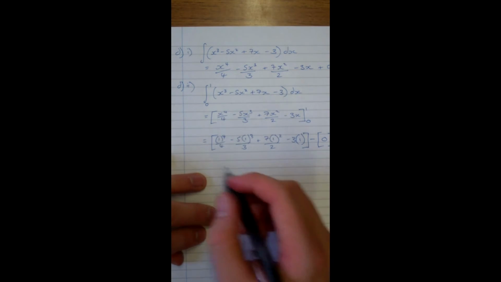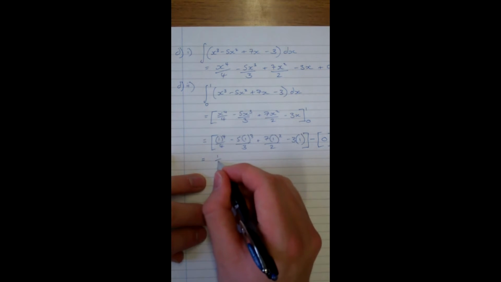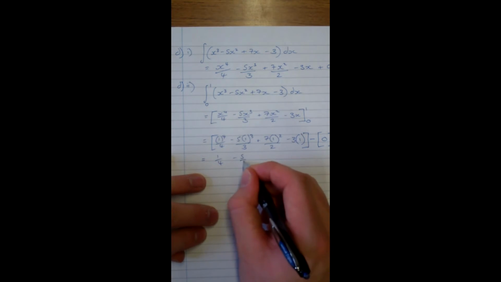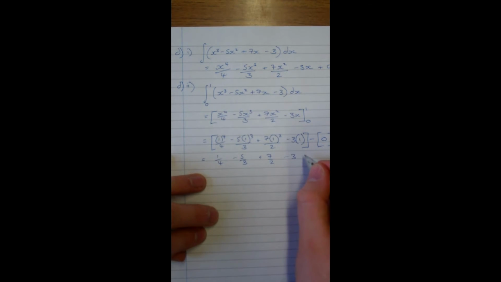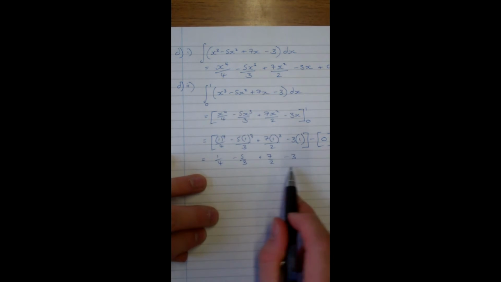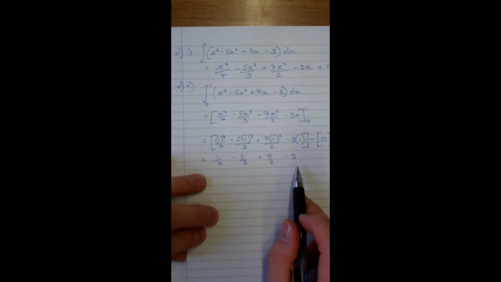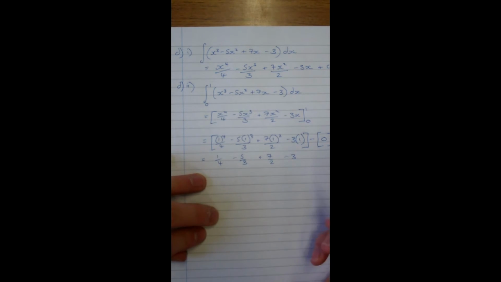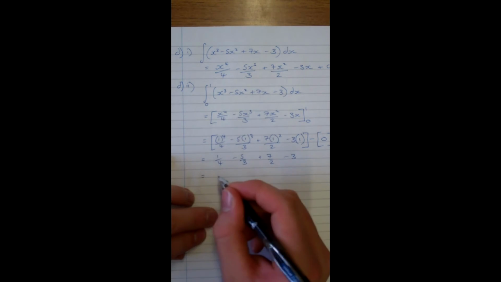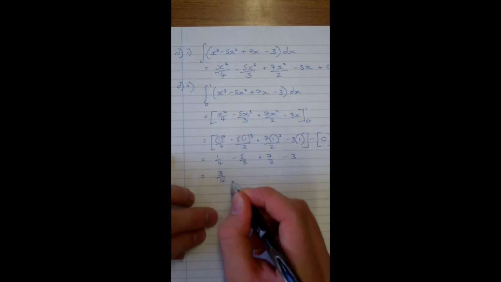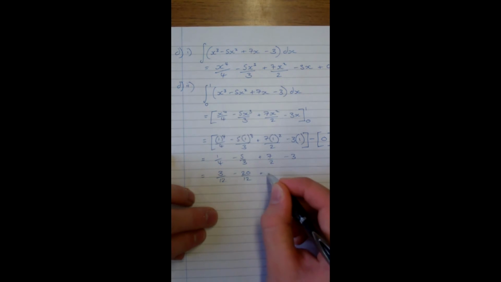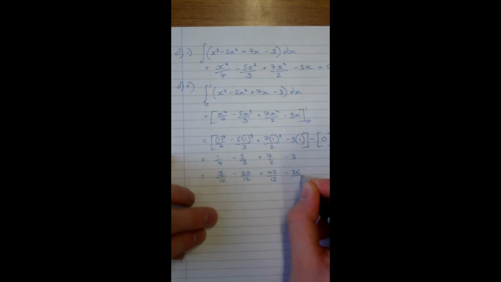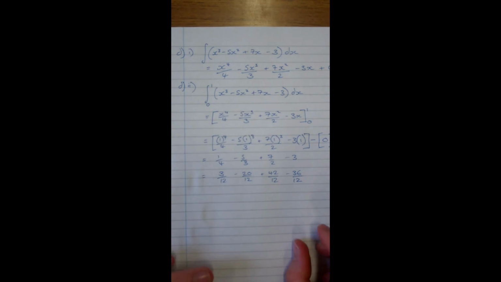Now I need to expand this. So I've got a quarter minus 5 over 3 plus 7 over 2 minus 3. Now that's all quite ugly. I need to put these over the same denominator. Okay, 4, 3 and 2 will all go into 12. So I'll express that as 3 over 12 minus 20 over 12 plus 42 over 12 minus 36 over 12.